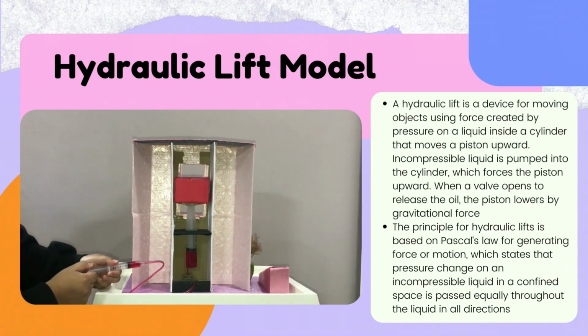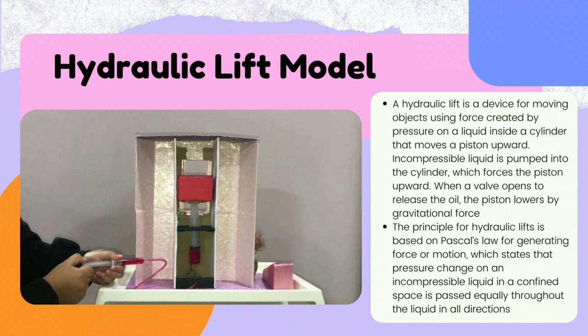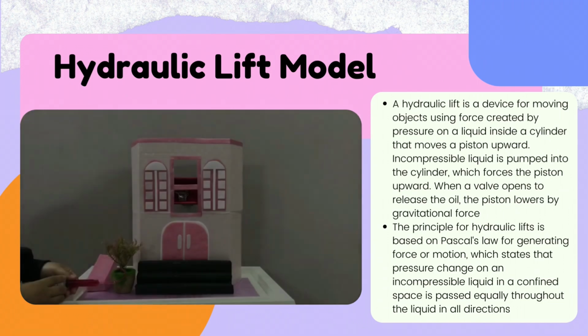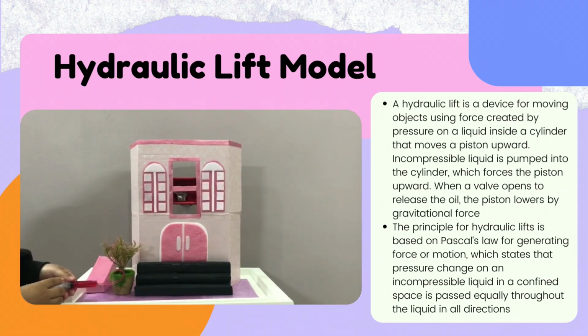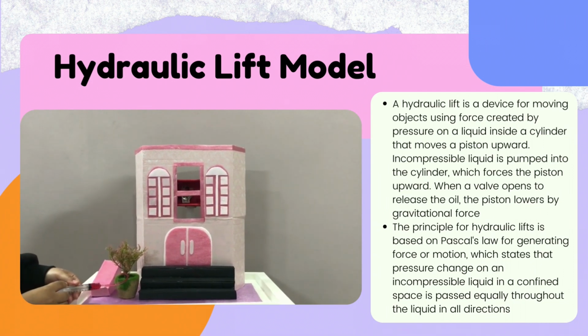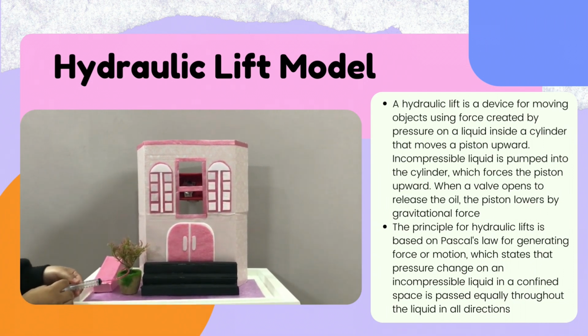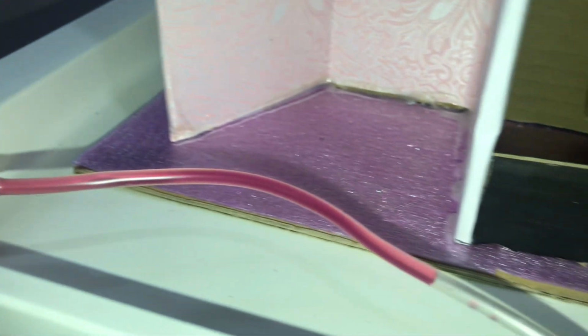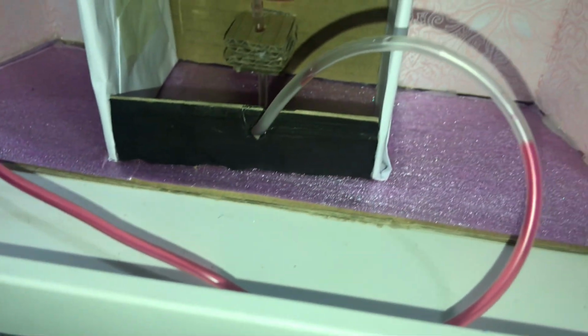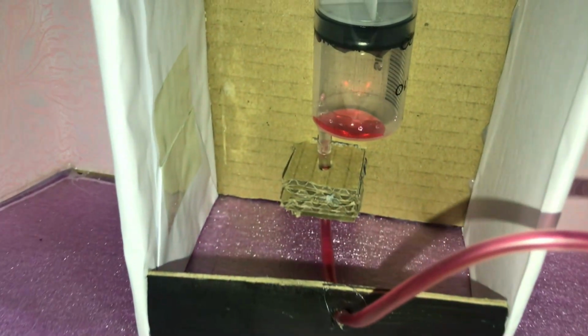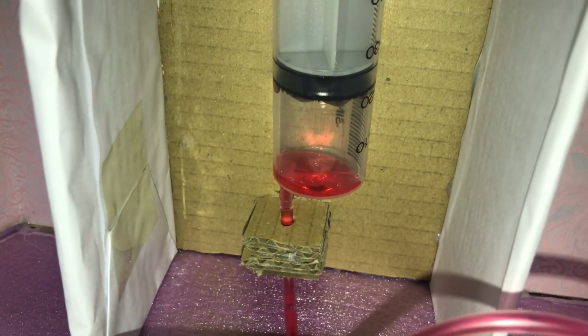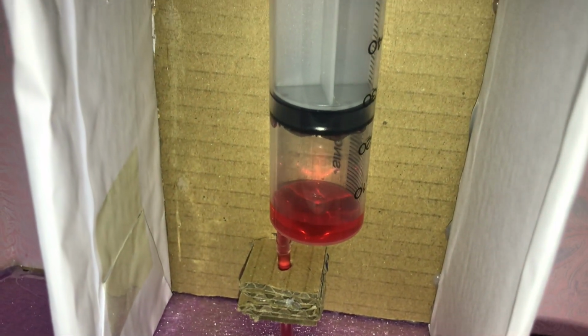As you can see in this video is our hydraulic lift model. A hydraulic lift is a device for moving objects using force created by pressure on a liquid inside a cylinder that moves a piston upward. Incompressible liquid is pumped into the cylinder, which forces the piston upward. When a valve opens to release the liquid, the piston lowers by gravitational force.